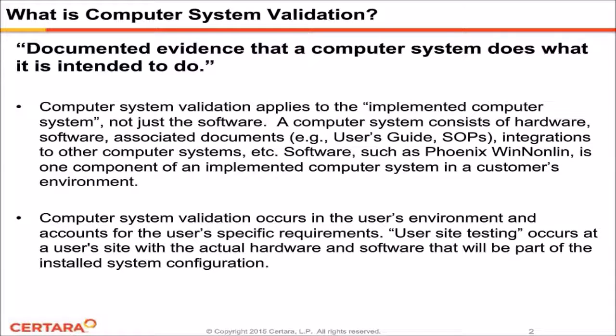So you have to think about a computer system as consisting of the hardware, the software, the associated documents, any integrations to other computer systems, training, the people. All those bits make up a computer system. Software, such as Phoenix WinNonlin, is just one component of an implemented computer system. Another thing to remember about computer system validation is that it occurs in the user's environment and accounts for the user's specific requirements. So during validation, you would perform user site testing at your site using the actual hardware and software that makes up the computer system.